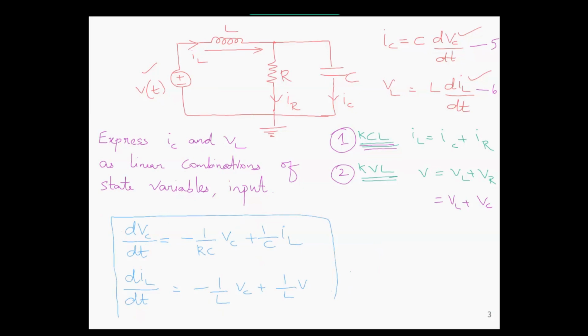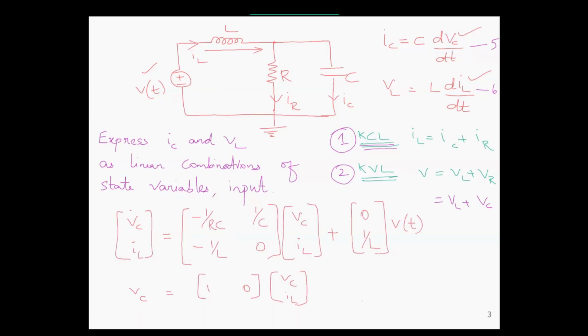We have two equations since we have energy storing elements in the network, the inductor as well as the capacitor. So the number of energy storing elements in a network is equal to the number of equations that you obtain. That is nothing but the order of the system. Here the order of the system is 2 since we have two energy storing elements. These equations can also be represented in matrix form.